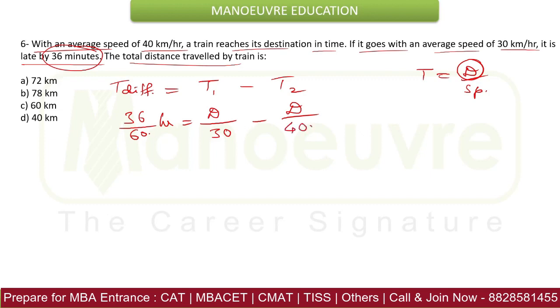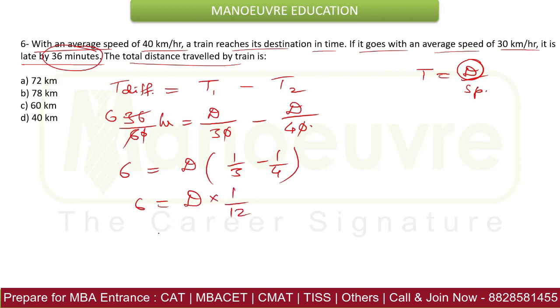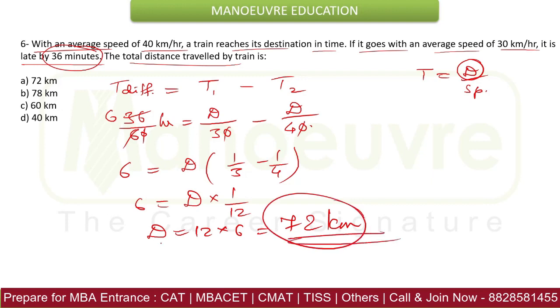Then we can take 10 common from here, and this will get cancelled out. This will be 6 ones are 6 and 6 sixes are 36. So 6 will be equal to, if I take d common over here, 1 by 3 minus 1 by 4, that will be equal to 4 minus 3, which is 1 by 12. So d will be equal to 12 into 6, that will be 72 kilometers. That will be the total distance travelled by the train. Option A will be the answer over here.